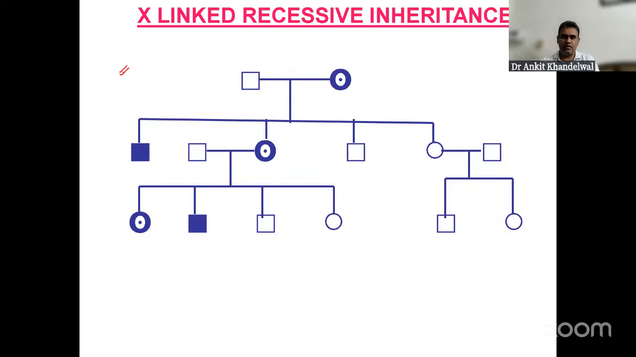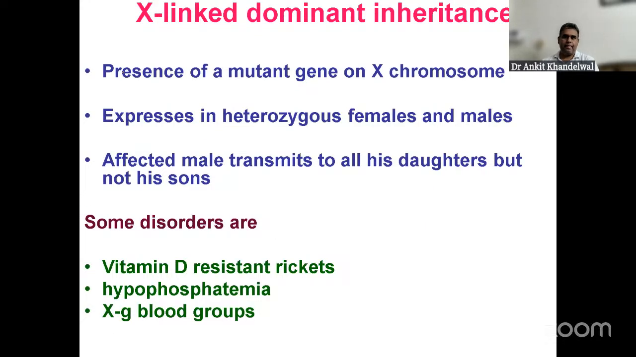X-linked dominant now. Presence of a mutant gene on the X chromosome expresses in heterozygous females. Obviously now it is dominant. Affected male transmits to all his daughters, but not his sons. It is not Y-linked. Why would it be transmitted to the son? So it is from father to daughter, father to daughter, father to daughter, never from father to son.